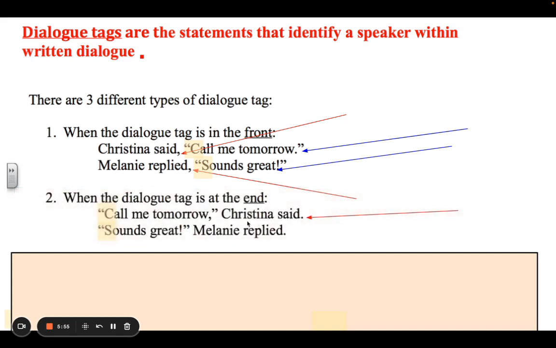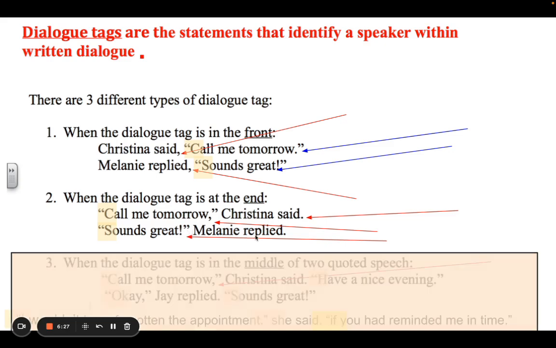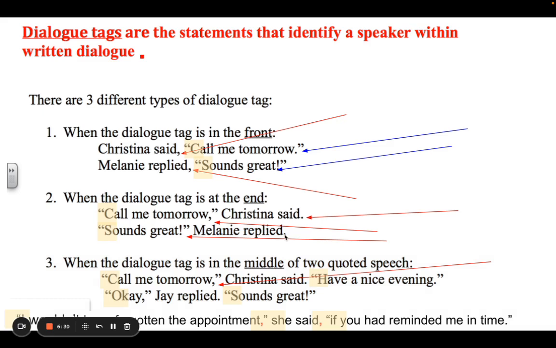So you can also choose to put the dialogue tag at the end. "Call me tomorrow." So still all the words are inside the quotation marks. Your comma's inside the quotation mark, and then you've got the speaker tag, the dialogue tag. If you are using an exclamation point or a question mark, you don't use a comma. You actually put the exclamation or question mark, and then it's inside the quotation, and then you put your period at the end.